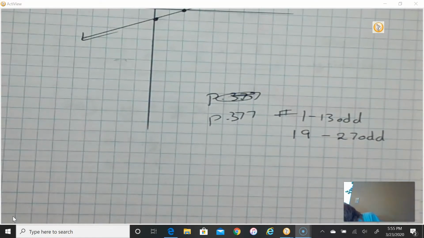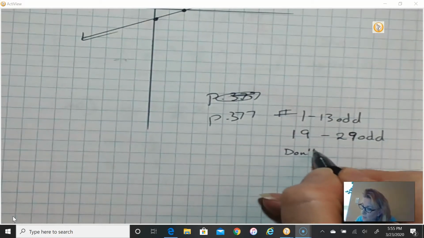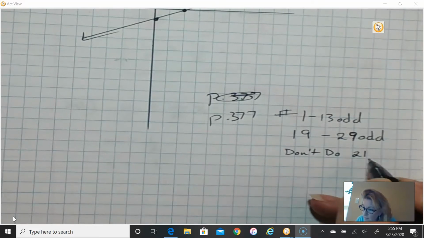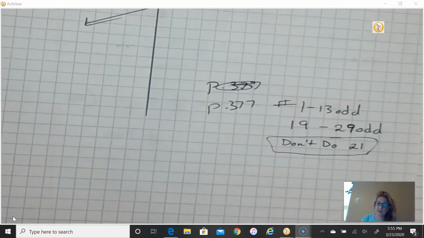That's not 21. Okay. Don't do 21. In fact, I'm going to have you go ahead and go to 29. I'm changing that. Don't do 21. Okay, skip it. It's weird looking. We can talk about that another time, okay?